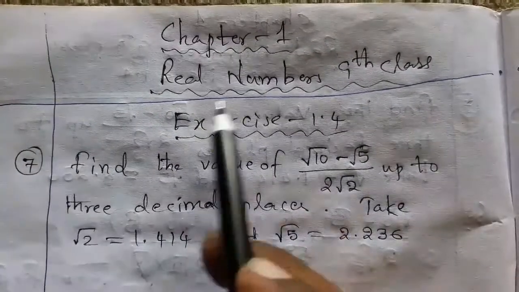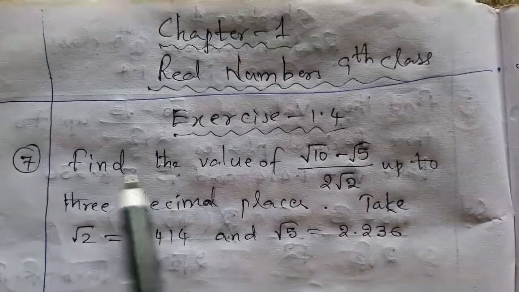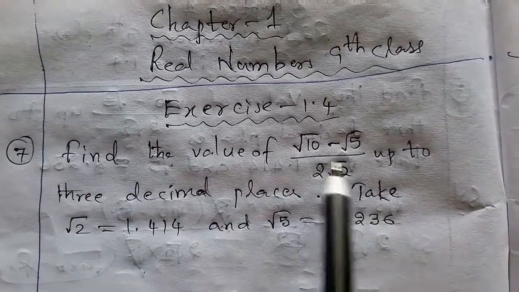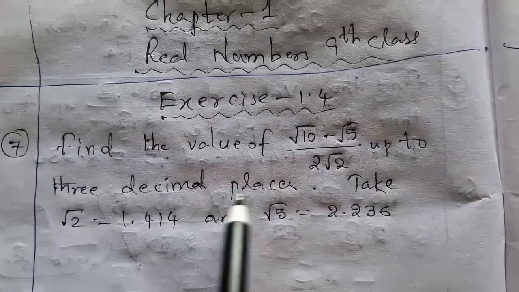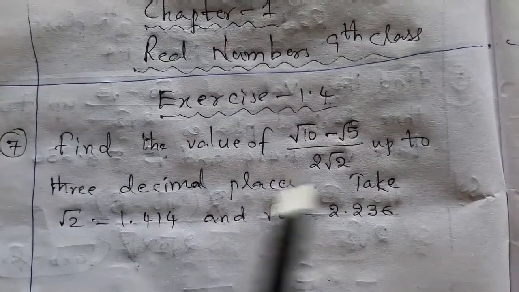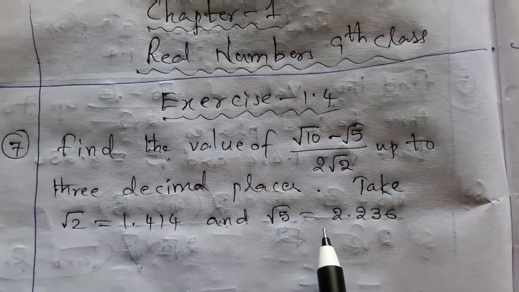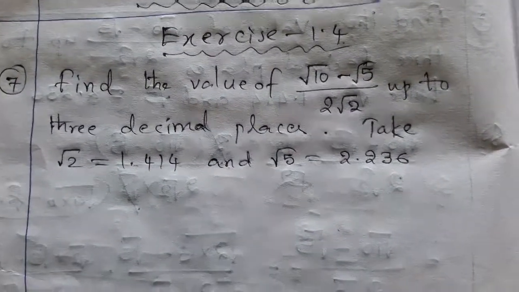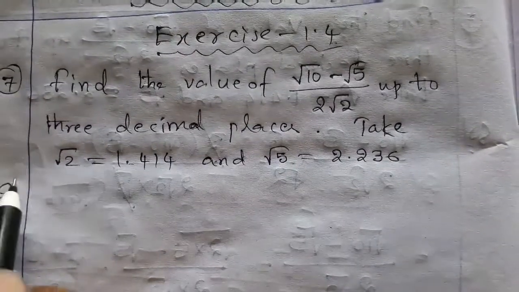Chapter 1, Real Numbers, 9th class, exercise 1.4, question 7. Find the value of (root 10 minus root 5) by 2 root 2 up to 3 decimal places. Take root 2 equals 1.414 and root 5 equals 2.236. Solution.